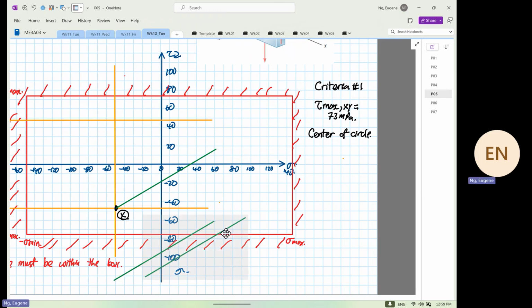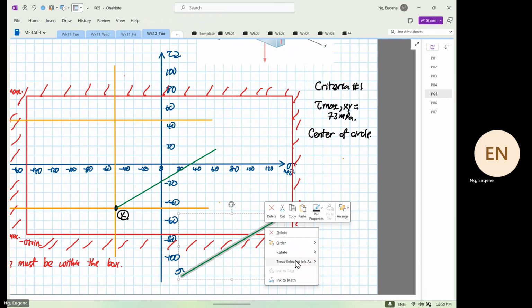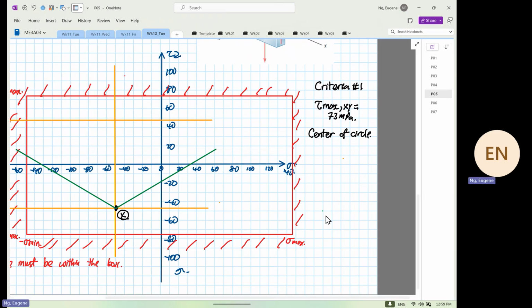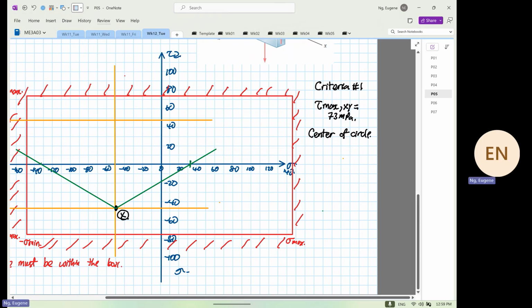Or, come on, mouse, work. Or, okay. So the center of the circle can either intersect this point, can either be here or can either be where? It's either the left, two possibilities, yes or no, right?